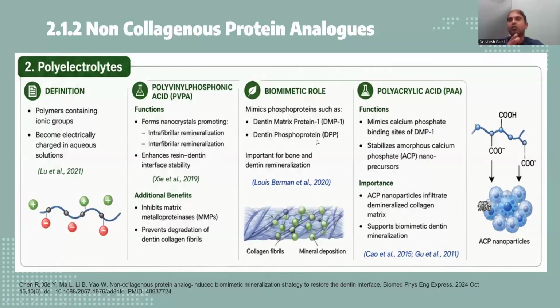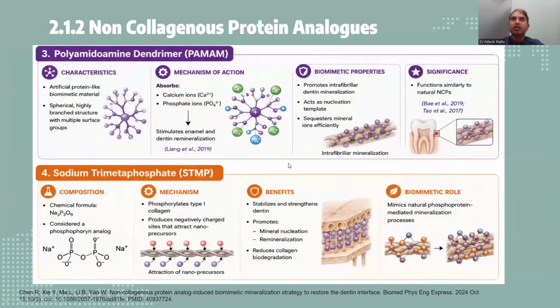So this is a biomimetic action where polyvinyl phosphonic acid disperses the electrolyte, and this electrolyte will act like an enzyme which will help for remineralization, just like DMP1 and DPP in dentin. Next is polyamidoamine tetramer. Polyamidoamine tetramer also acts in a similar way.